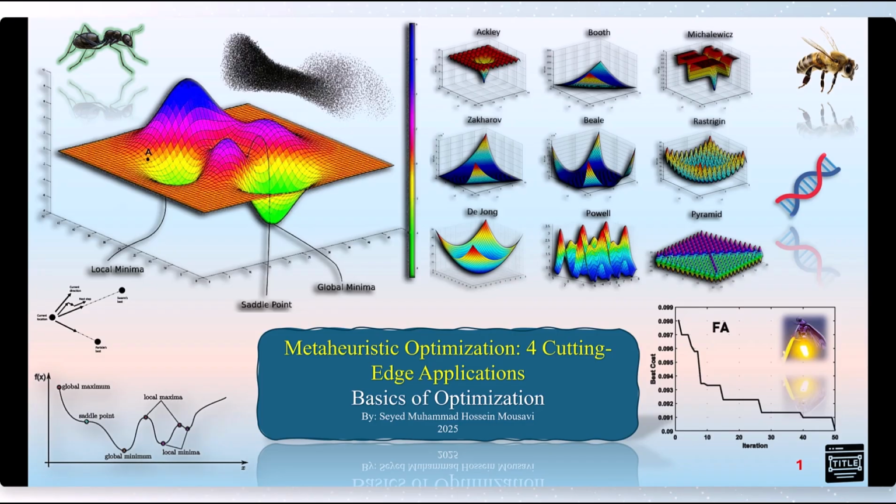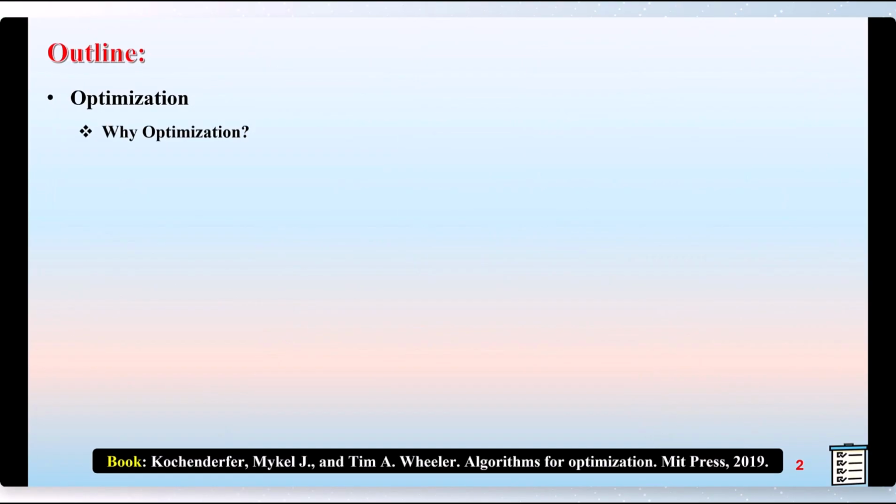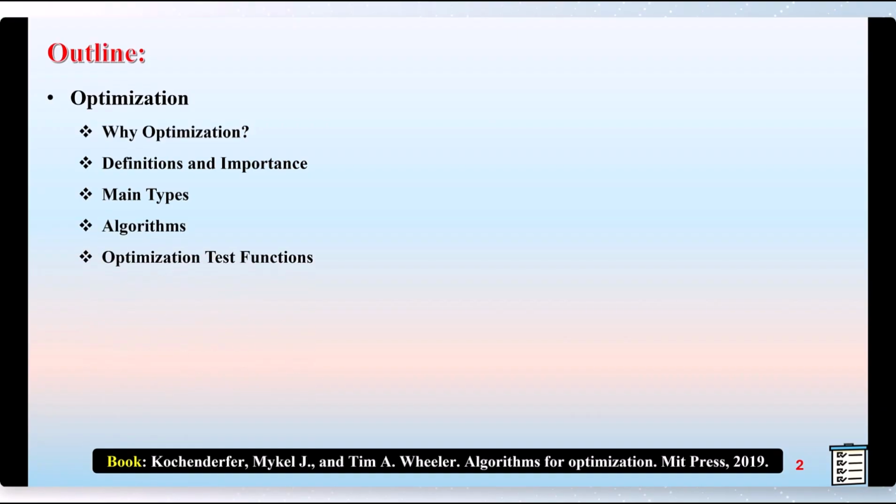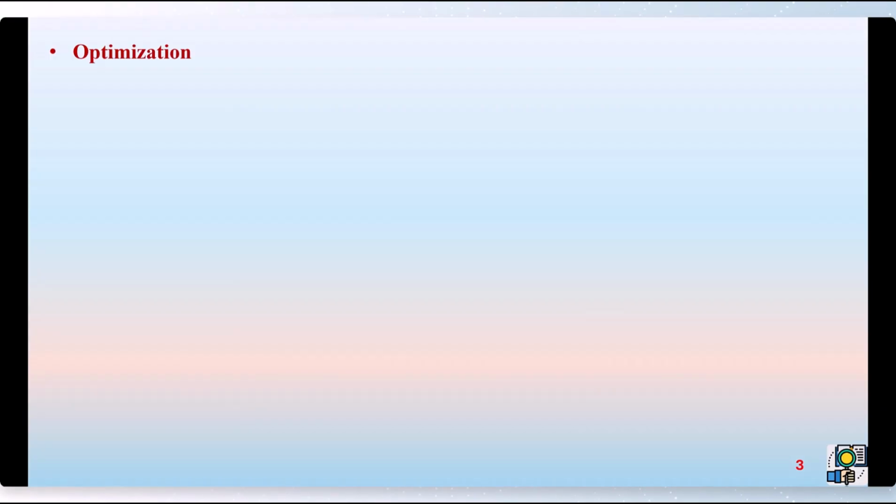We're going to talk about the basics of optimization slightly. So if you are already familiar with the basics of optimization, you can skip this section. This is our outline. We're going to cover why optimization, definitions and importance, main types, algorithms, and optimization test functions.